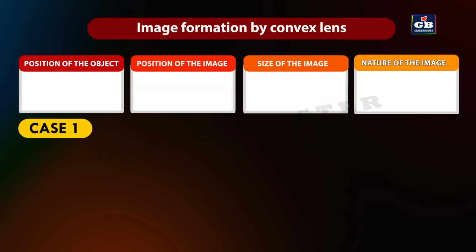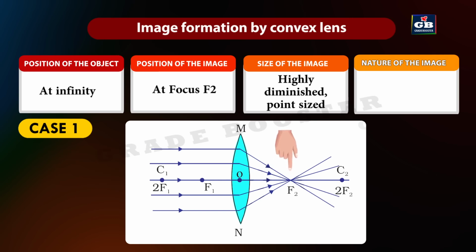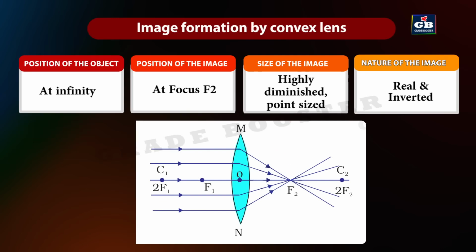Image formation by convex lens. Case 1. If the position of the object is at infinity, the position of the image will be at the focus F2 and the relative size of the image is highly diminished and point-sized. The nature of the image is real and inverted. Case 2.